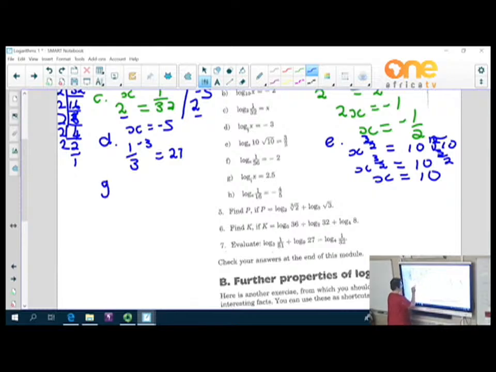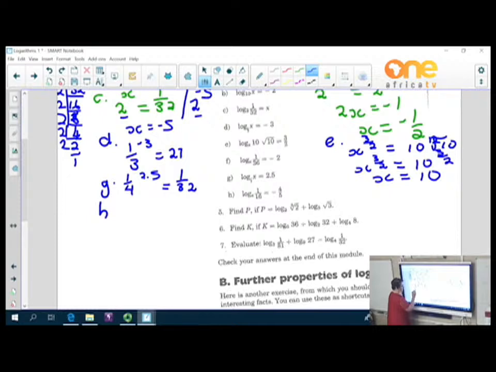Number G. So a quarter to the power of 2.5 is equal to x. Now that one you can just get on the calculator. So 0.25 to the power of 2.5 is equal to 1 over 32. So this one is 1 over 32. Number H.